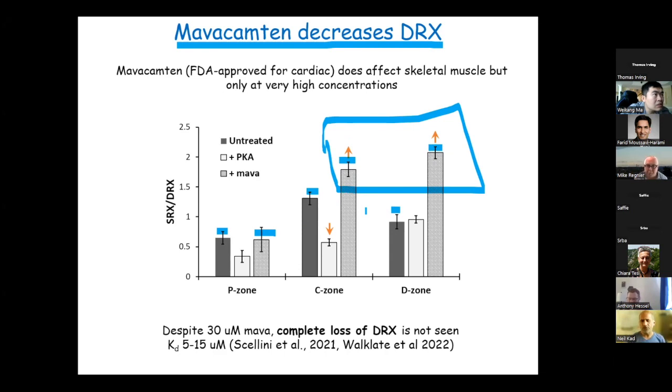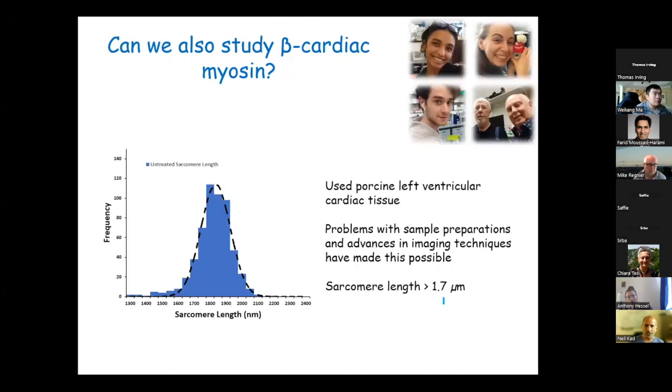So we're getting a really good handle in these experiments of seeing where the SRX and DRX distribute within the thick filament. What's also interesting is we don't see a complete loss of DRX despite using 30 micromolar MAVA. Okay, so those were data that we put together and published at the beginning of this year.